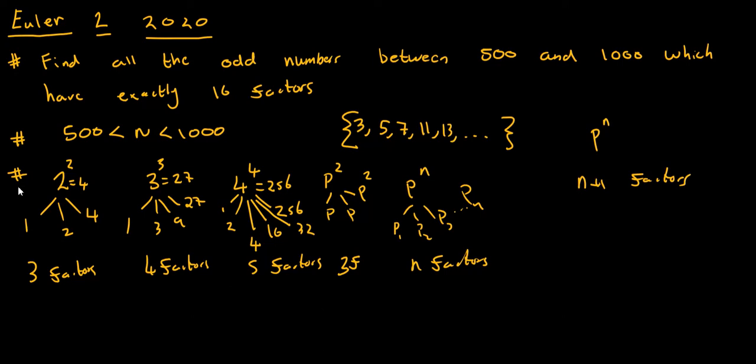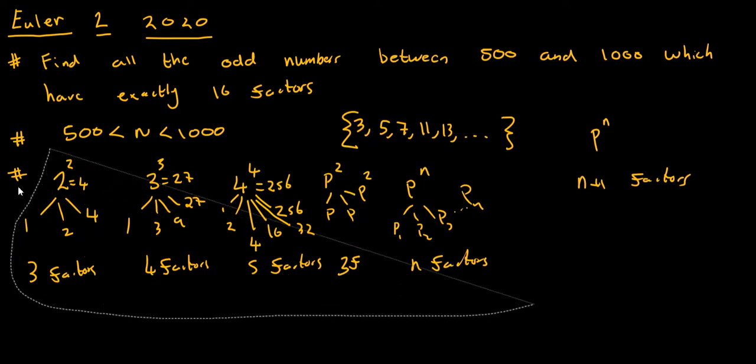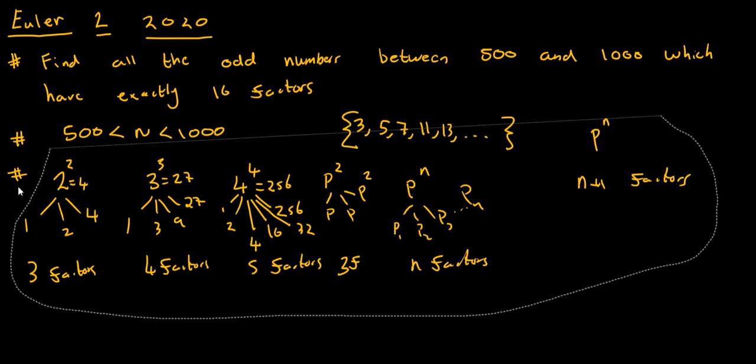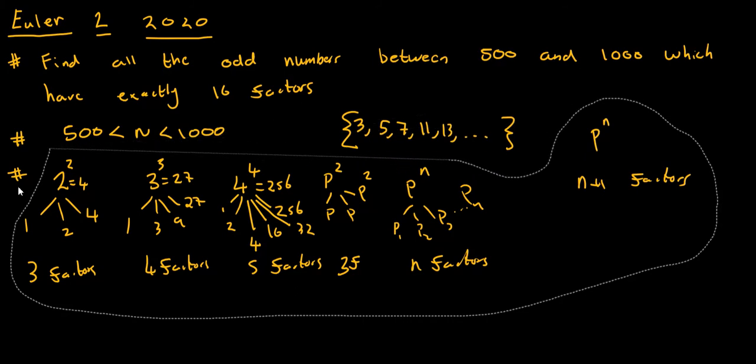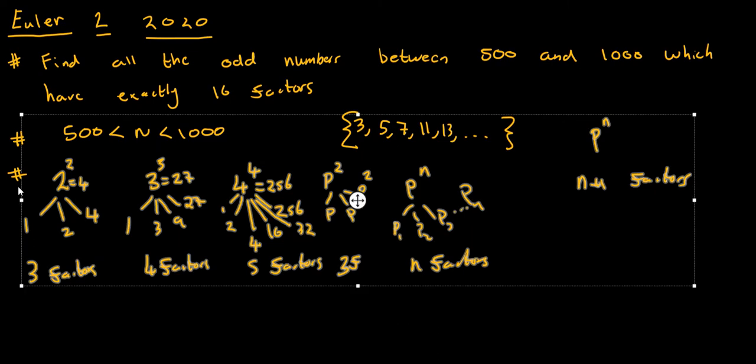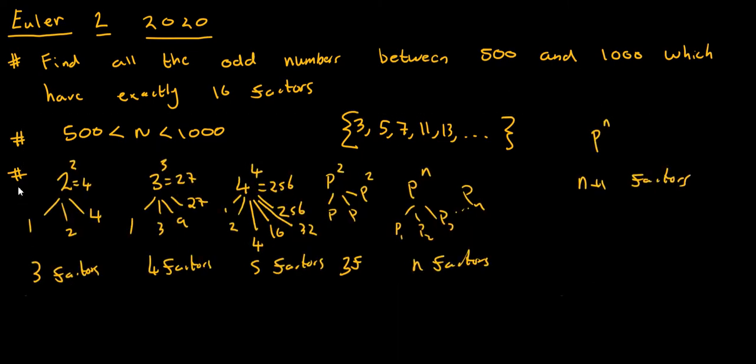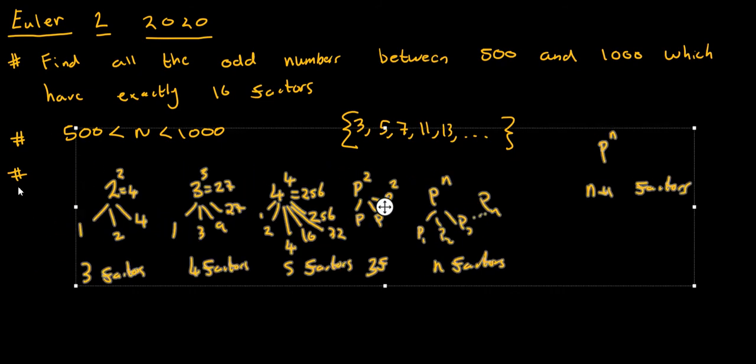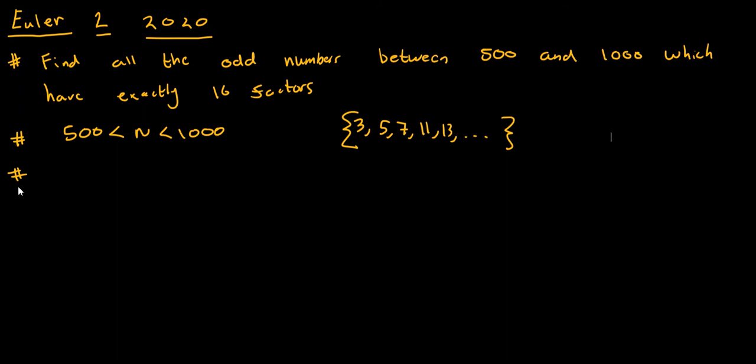And I think that this shows it. Okay, so we are asked to find how many numbers have 16 factors which are odd and in between this inequality.